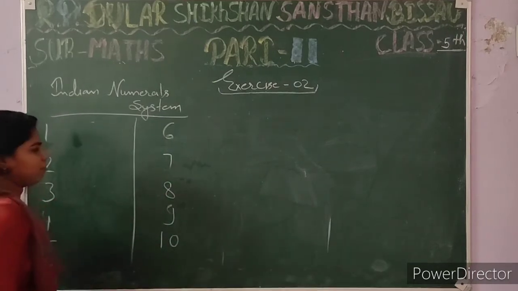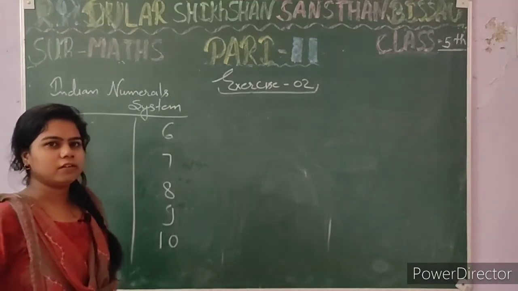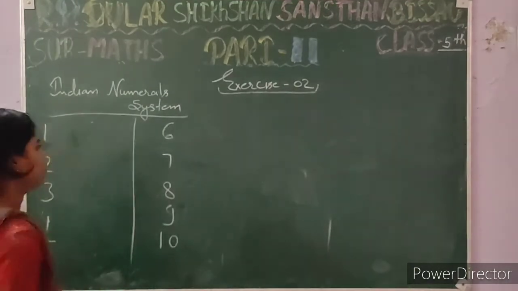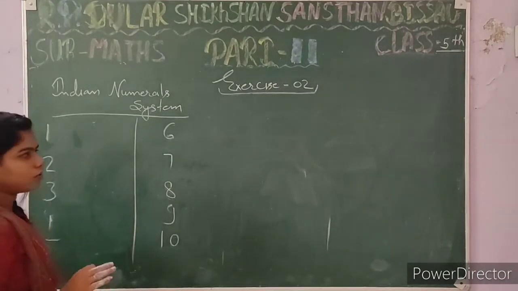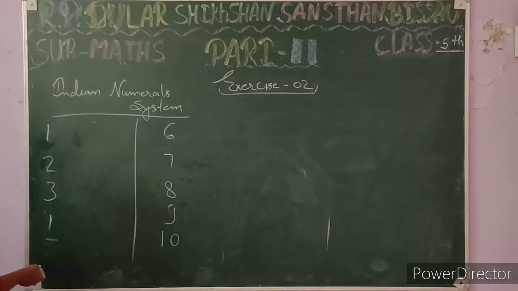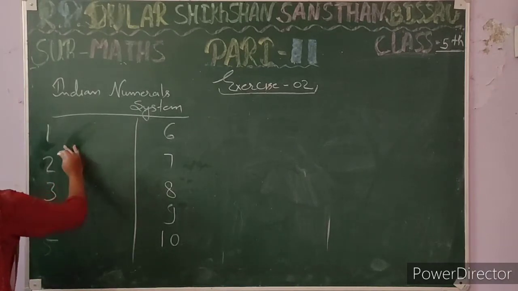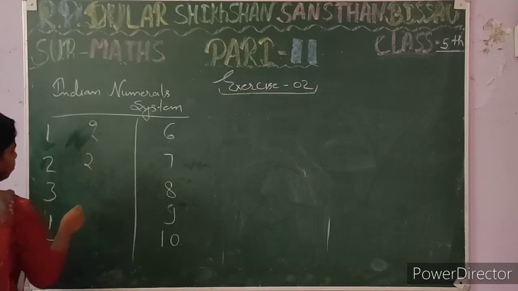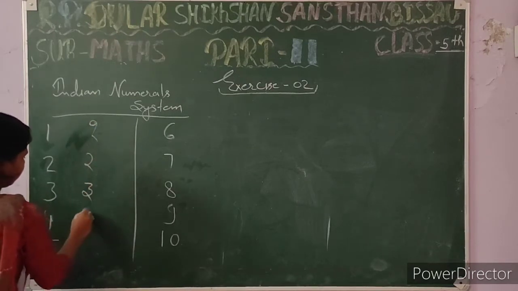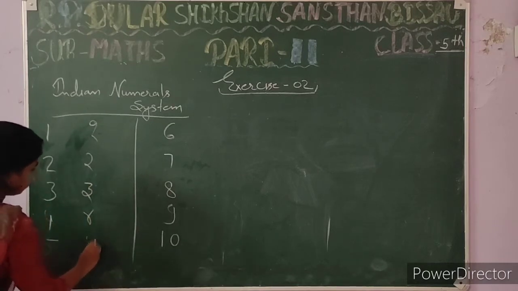According to this, if we have numbers 1 to 10, then we can make other numbers also. So I tell you only 10 numbers and you can write all numbers. Okay, first of all, in Indian numerals, number 1 is written like this, then 2, 3, 4.